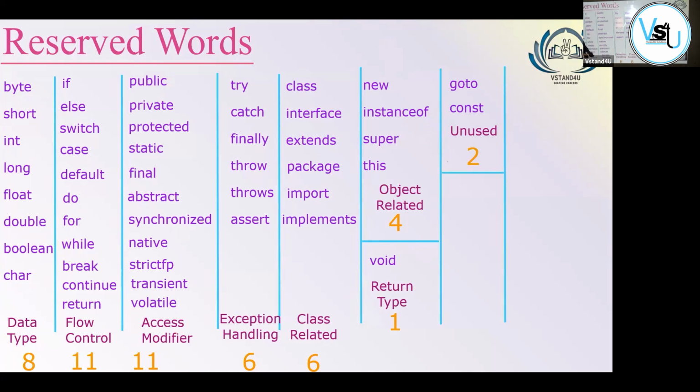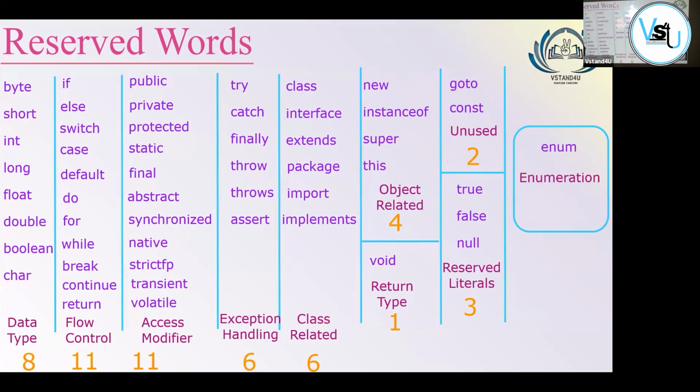Next is true, false, null. Reserved literals. Sorry, they are values, but they have special meaning. Reserved literals, if I need to say, 3 are there. Next, one more thing is there called enum, enumeration. A new topic will come. In case of collections, we will talk about enumerations. That time you will understand.